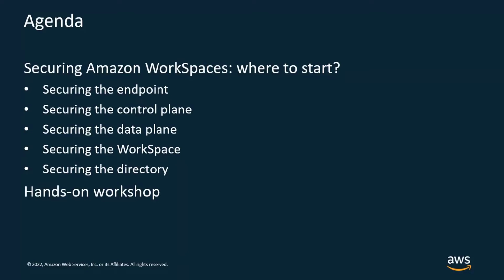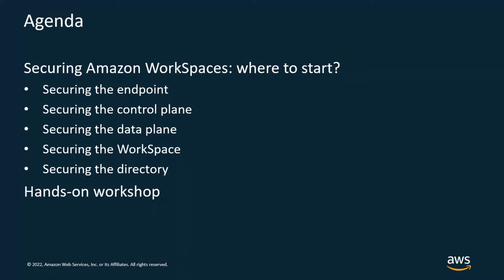The third aspect of securing Amazon Workspaces would be securing the data plane. This is the actual traffic, whether it's PC over IP or the Workspaces streaming protocol or any network traffic that is flowing between the customer environment and AWS. The fourth aspect is securing the Workspace itself. This is where most customers are used to their tried and true practices of applying operating system updates, securing third party software, and making sure that they're running updated versions of third party software.